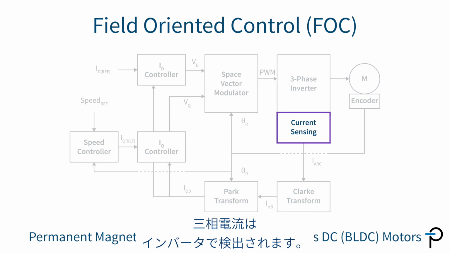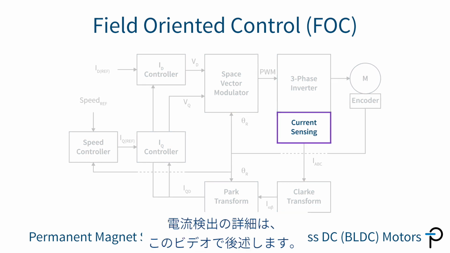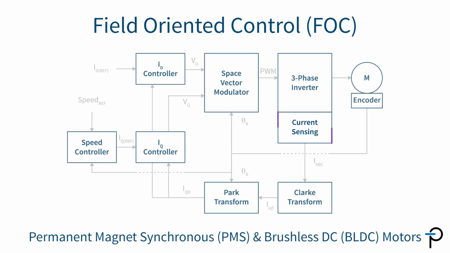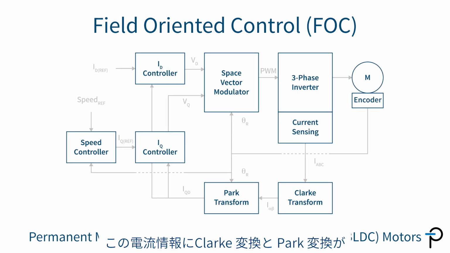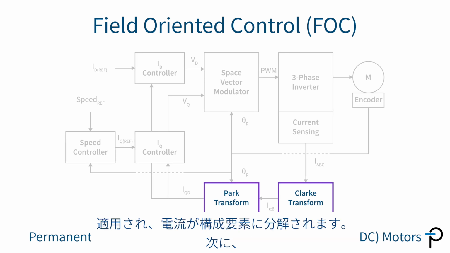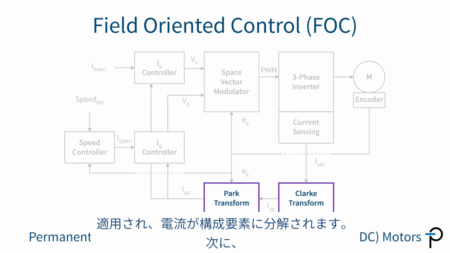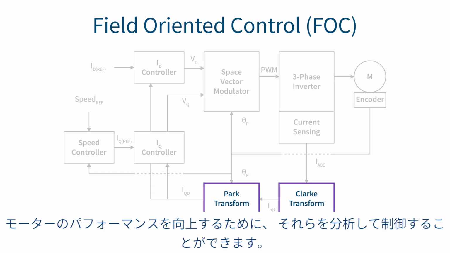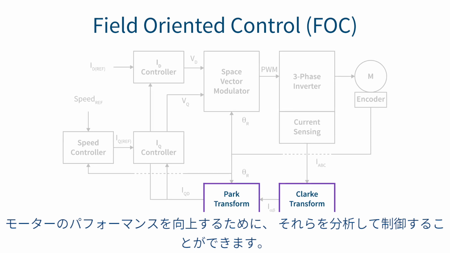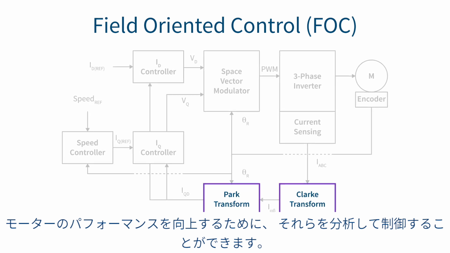Three-phase current information is sensed in the inverter. We'll be going into detail regarding current sensing later in this video. From this current information, Clarke and Park transforms are applied to break the current down into its components, which we can then examine and control in order to improve the performance of our motor.